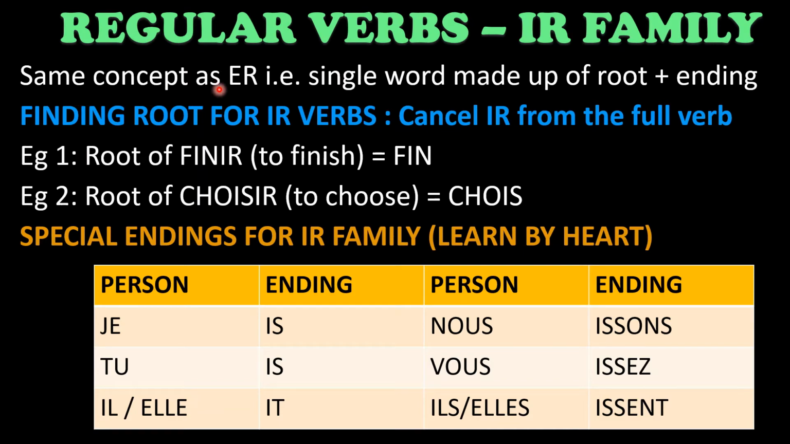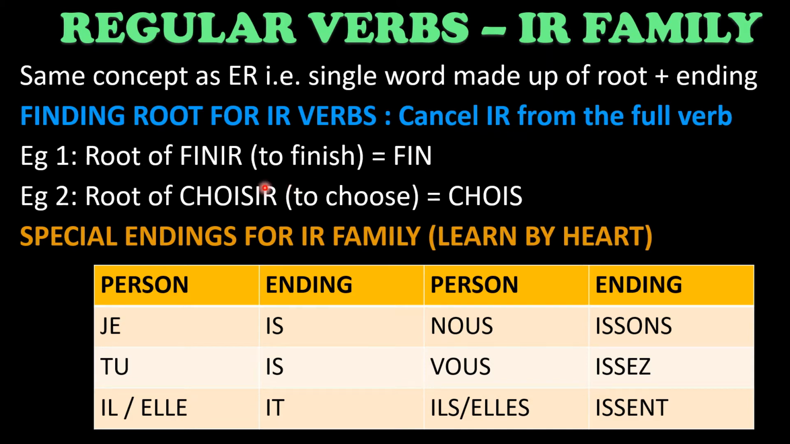When I say concept, it means that the verb continues to be a single word which is made up of two parts, the root and the ending. The root is the first part, the beginning part, and the ending is the second part. How do you find the root for ER verbs? You simply cancel the ER. Same way, for the IR family, you will have to cancel off the IR. Cancel the last two letters and you will get the root.